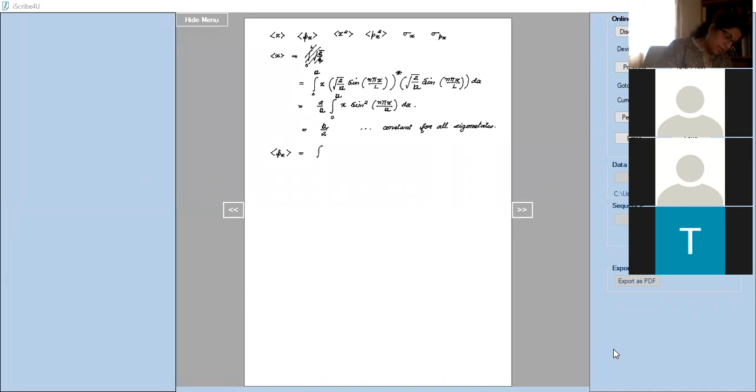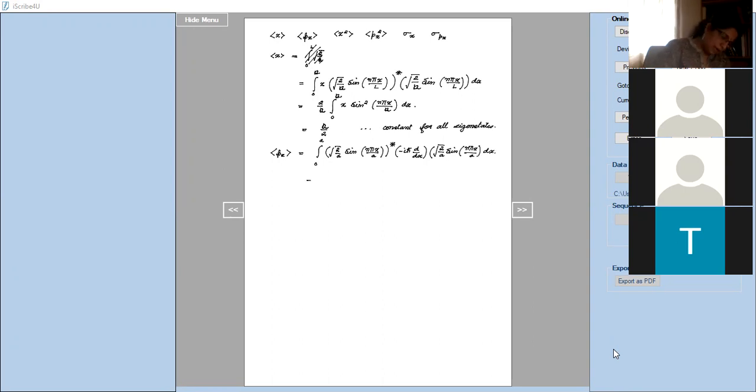Essentially, you will do it again, 0 to a, and then you will put your root 2 by a sine n pi x by a, star. And then instead of px, what are you going to put? Minus i h cross d by dx. Okay, so you can leave it, of course, as a total derivative because this is a one-dimensional affair. And then you have root 2 by a sine n pi x by a dx.